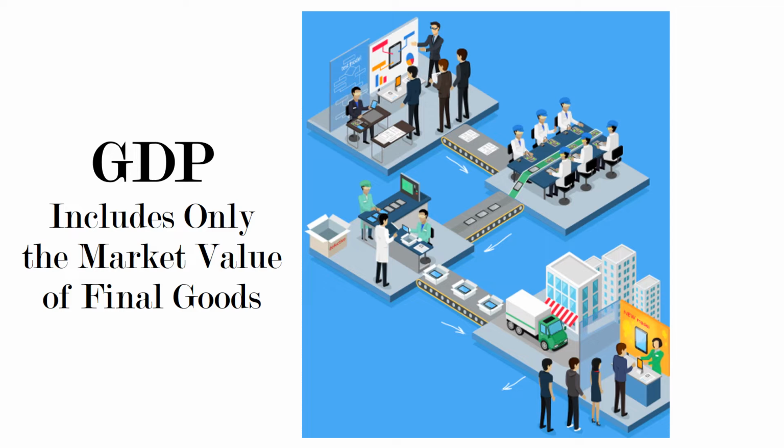GDP includes only the market value of final goods. Then, what does final goods mean? A final good or service means a good or service purchased by a final user. For example, I use an iPhone and I got it from the Apple Store. So in this case, I'm the final user, and this iPhone is a final good.